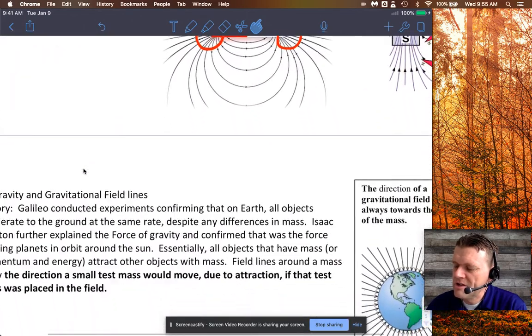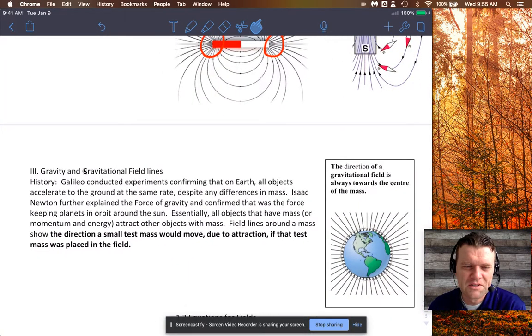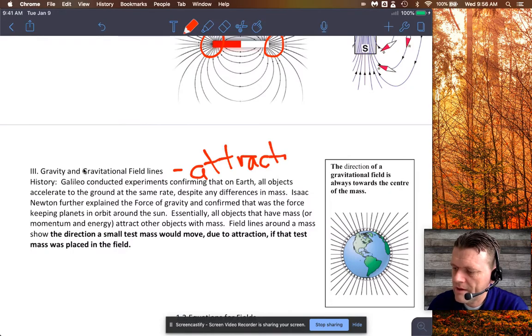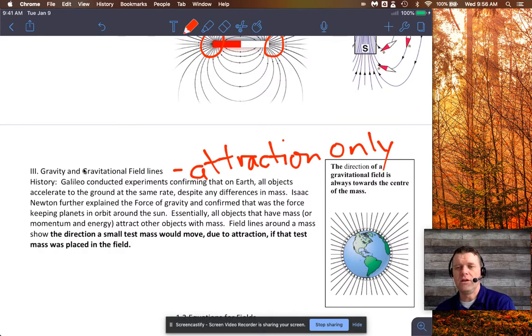The last one is gravity, the last field. So gravity is potentially maybe the easier one, because gravity is attractive only. I guess I didn't add that. It's attraction only. Okay, so there's no repulsion with gravity. Electrostatics, you have positive and negative. So if you have two positives, they repel, opposites attract. Same with magnets. You can have two north poles, they repel, but a north and a south pole attract. With gravity, with masses, there's only attraction.